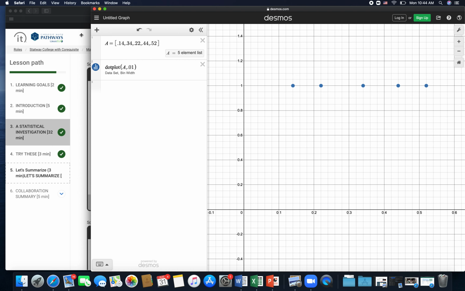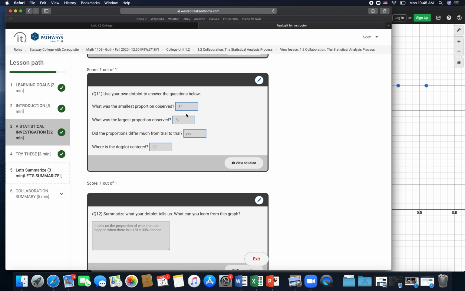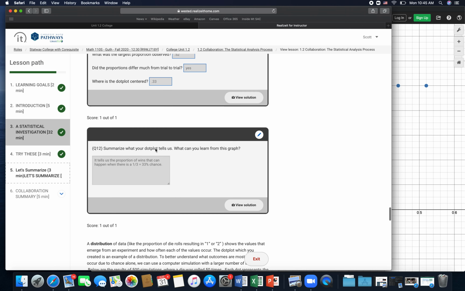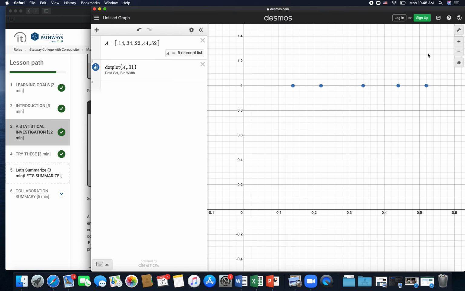And it'll be a little different for you. 33% doesn't always come up exactly in the middle, but it's because we're not really using very much data here. But going back, I said my smallest was 14 and my biggest was 52. Yeah, and they were quite different. And the dot plot was centered, I said, at 33% because it was. The dot plot tells us what can happen by pure chance. It tells us the proportion of wins that can happen when there's a 33% chance. Sometimes, again, I can go up to over 50% wins.